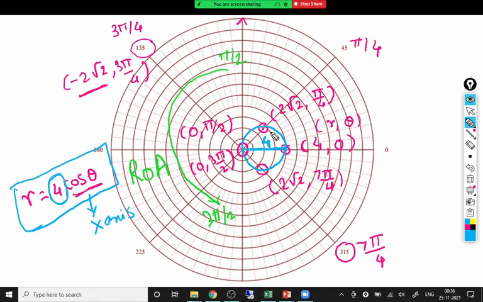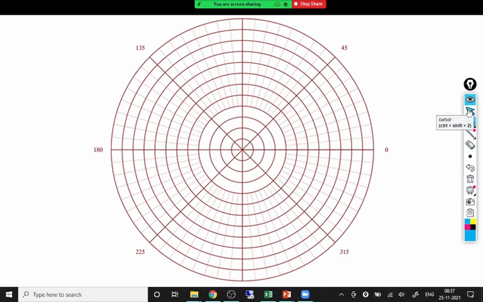This graph paper, or how to plot, is not required anywhere. I showed this graph paper just for your understanding. Let me show you the standard curves that you have to remember. There are a total of 6 standard curves that you should remember.